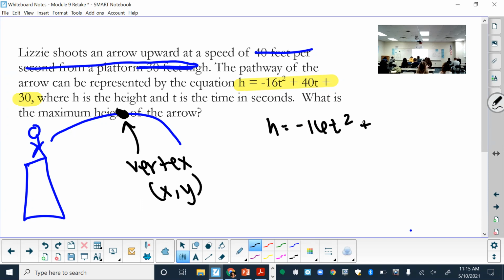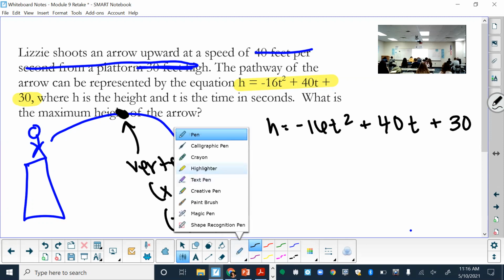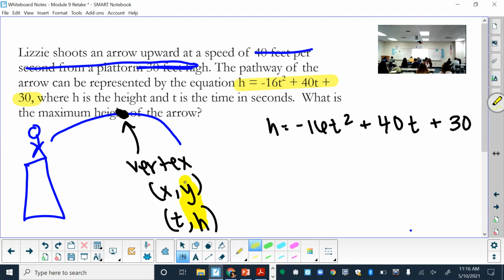They made it really easy because they put T's and H's instead of X's and Y's. So what letter is in the position that the X would normally go? The T. So the X part of our vertex represents time, but it's not asking for time, it's asking for height. What letter is in the spot that our Y normally goes? So we're looking for the Y value of our vertex, because that's the one that represents the height. Questions about how we figure that out?